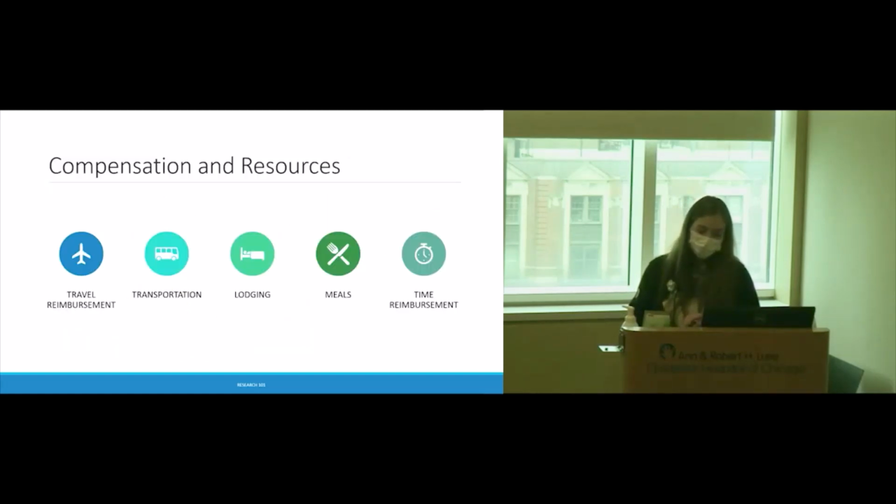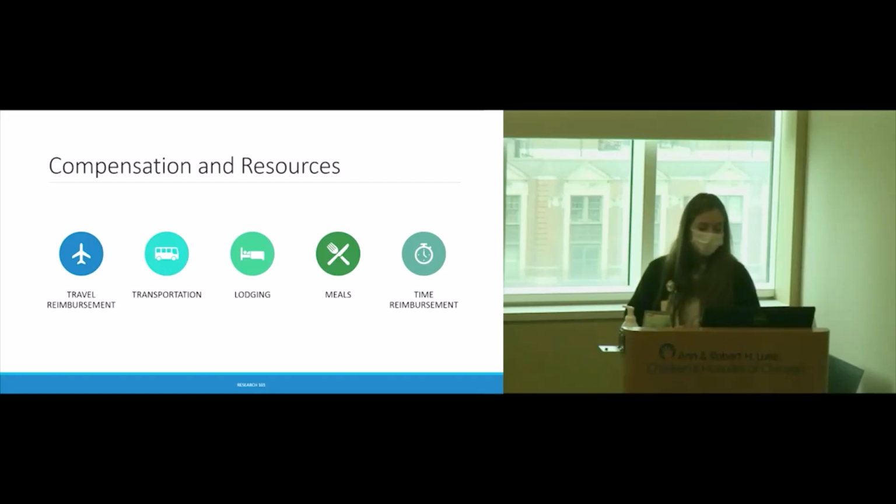Other information to think about is compensation and resources. This is the other big factor that I think plays a large role in families deciding what's going to be a good fit for them. A lot of studies recognize this, and they want to support that for the families that are considering participating.